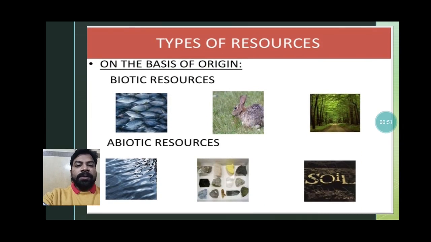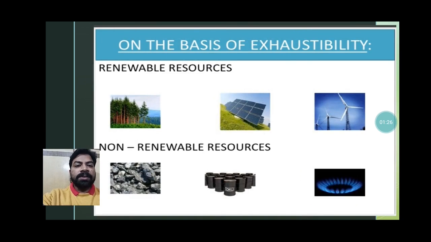When we talk about types of resources, they are divided on the basis of origin. So we have two resources on the basis of origin, that is biotic and abiotic. The living beings are the biotic resources and non-living things are called abiotic resources. So you can see river, stones, soil. These are coming in the category of non-living and are called abiotic resources. Biotic resources are living beings. You can see forests are coming in that, animals are coming. So these are the biotic resources.